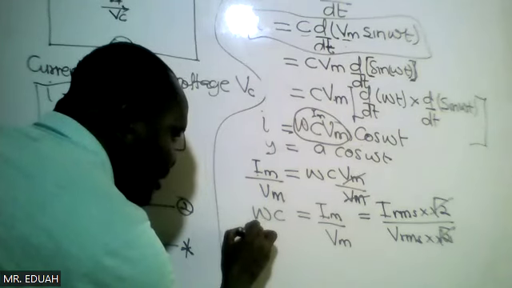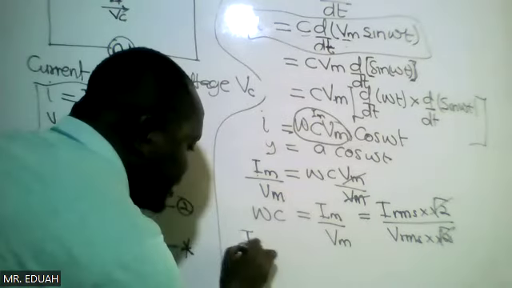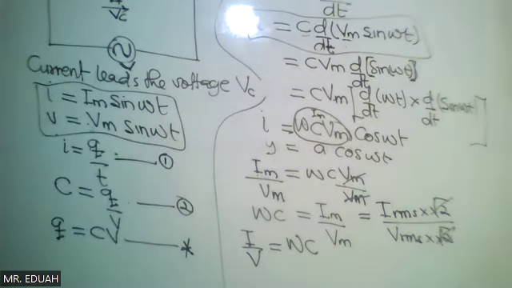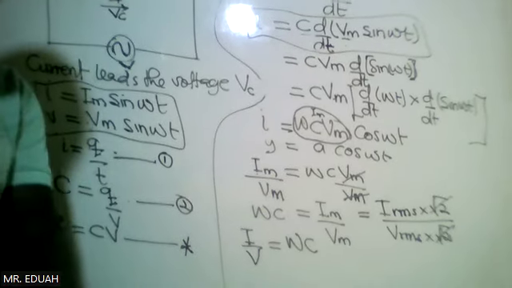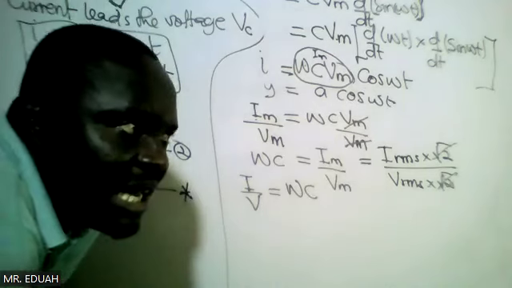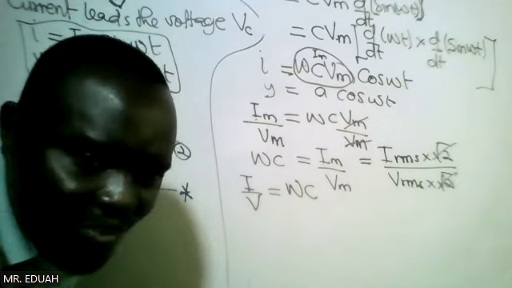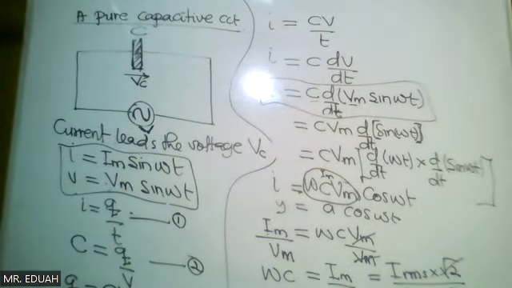Now, if you have I divided by V, what will this amount to? I over V. Inverse of resistance. All right. From Ohm's law, you have the inverse of resistance. But because the component we have here is not a resistor, we can't say that this is resistance.